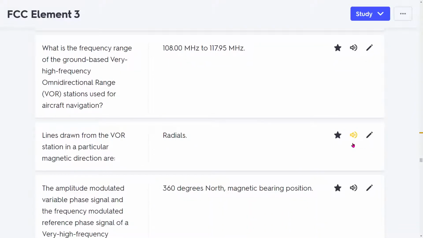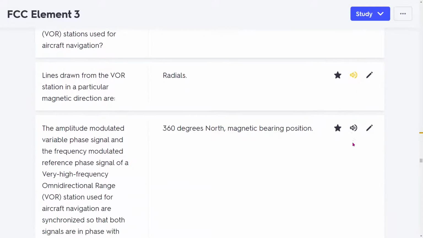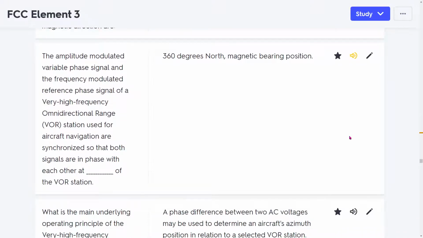Lines drawn from the VOR station in a particular magnetic direction are radials. The amplitude-modulated variable phase signal and the frequency-modulated reference phase signal of a very high-frequency omnidirectional range station used for aircraft navigation are synchronized so that both signals are in phase with each other at blank of the VOR station. 360 degrees north magnetic bearing position.